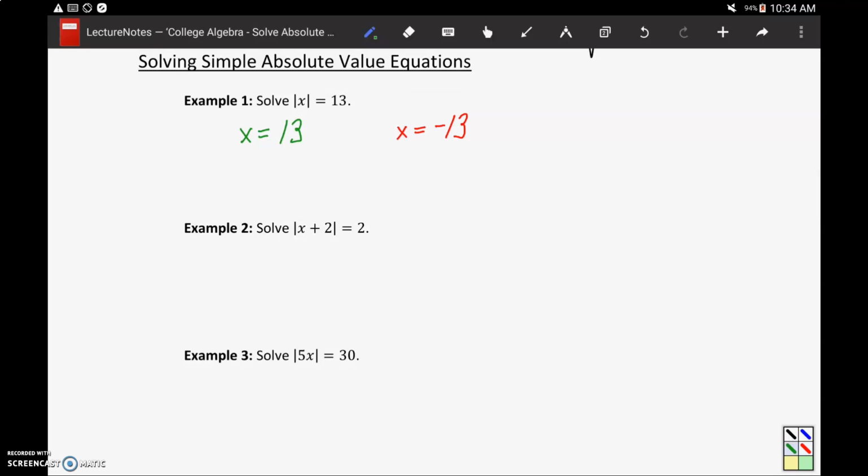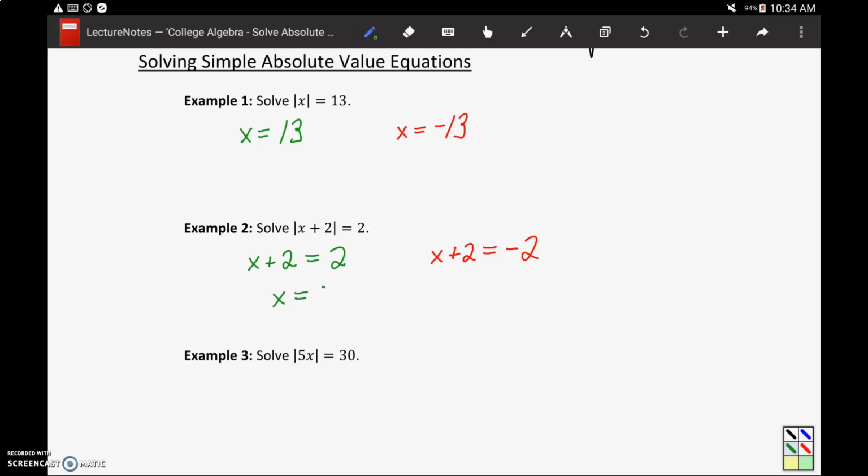So for example 2, we'll look at setting up those two equations. What's inside our absolute value bars is the expression x plus 2. So we'll set that equal to positive 2, the number that we originally had on the right hand side. And then we'll set up a second equation, which will be x plus 2 equal to the opposite of whatever that value is. So again, we're considering that number that would be in the negative direction or in the left-hand direction. And then we solve both equations.